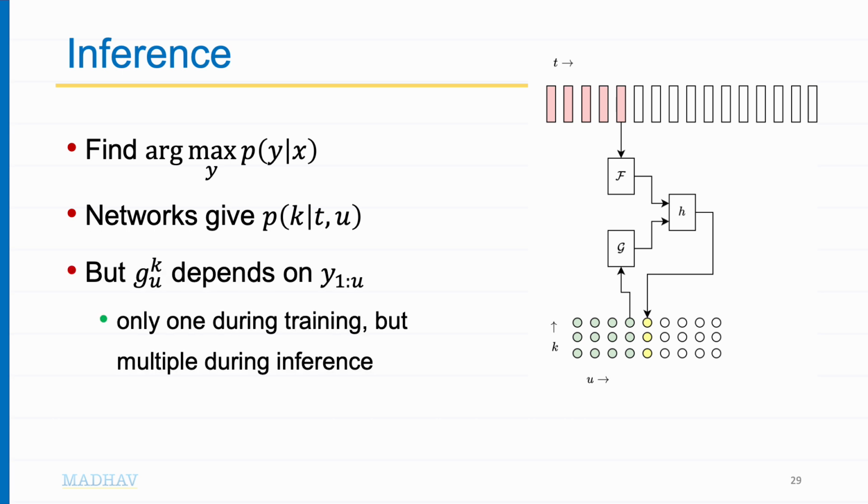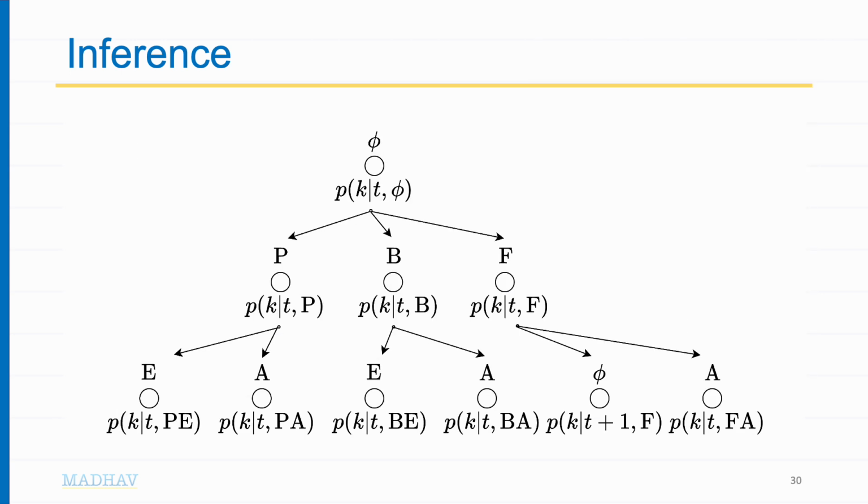So that's what I'm saying here. Your g(k,u), that's the model which depends on previous outputs. And if the outputs are multiple, then g(k,u) will be basically expanding, exploding. So during training, it was not a problem because I know the exact path, the exact output sequence. There was only one sequence, but during inference, it is a problem. So how do we tackle that? So we have to track the previous outputs also, and then it grows like this.